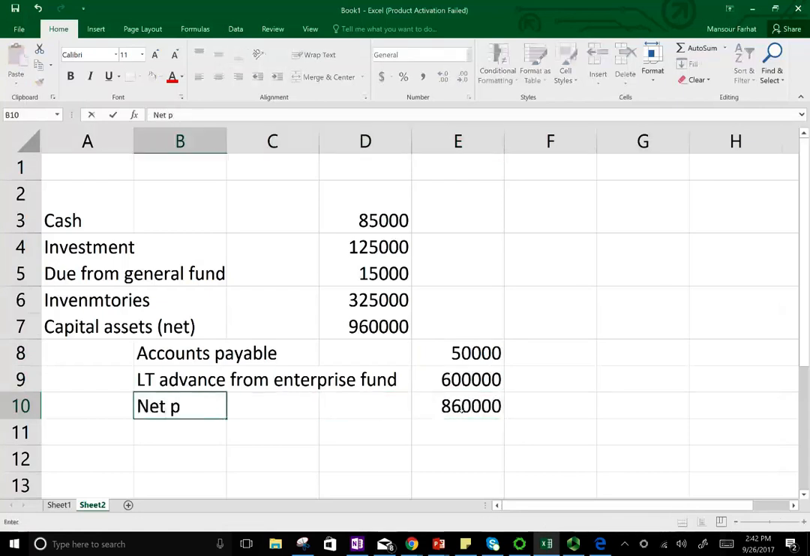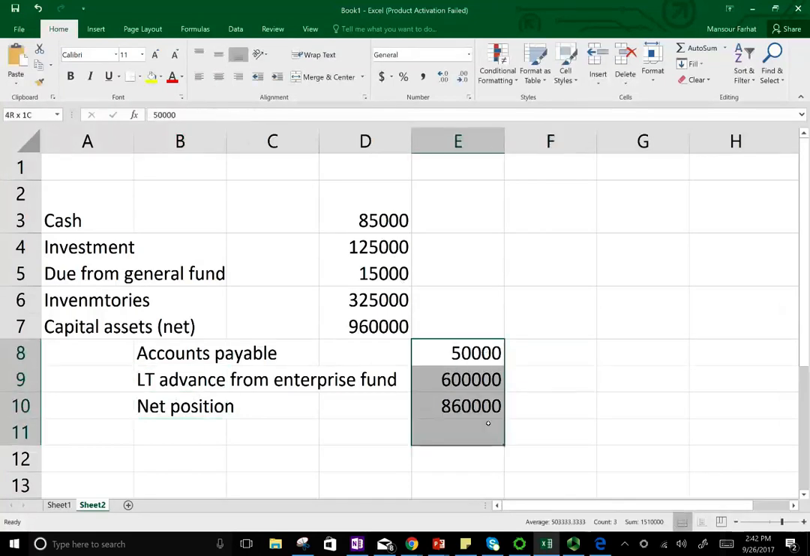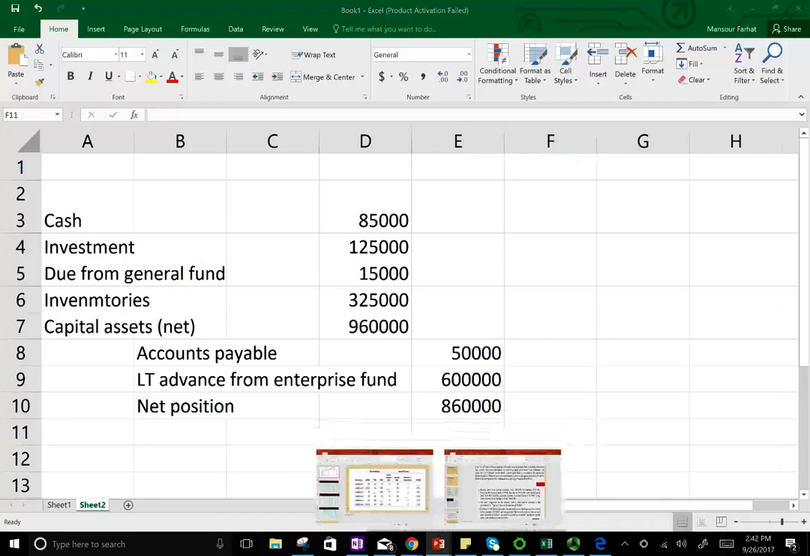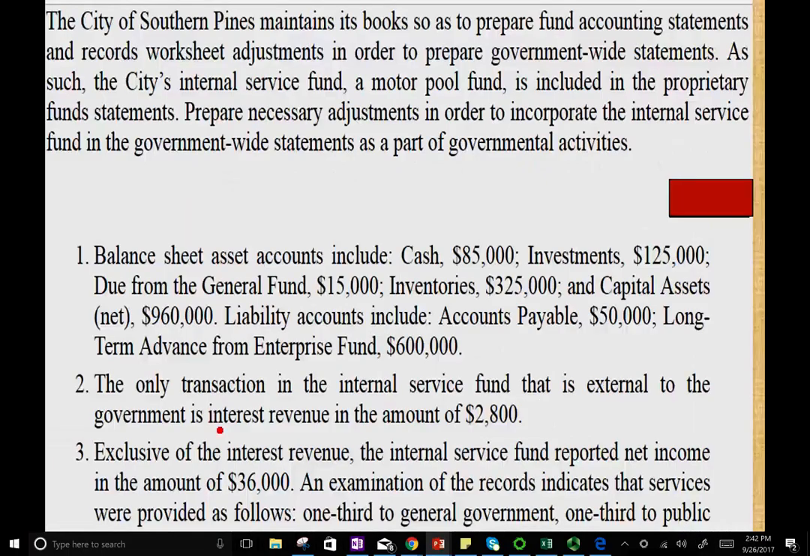And what we just did, we just added the assets and the liabilities to the books. Let me just make sure the debits equal the credits. Yep, the debits equal the credits. So this is step one. So we're done with this step. Let's take a look at what else we are given.